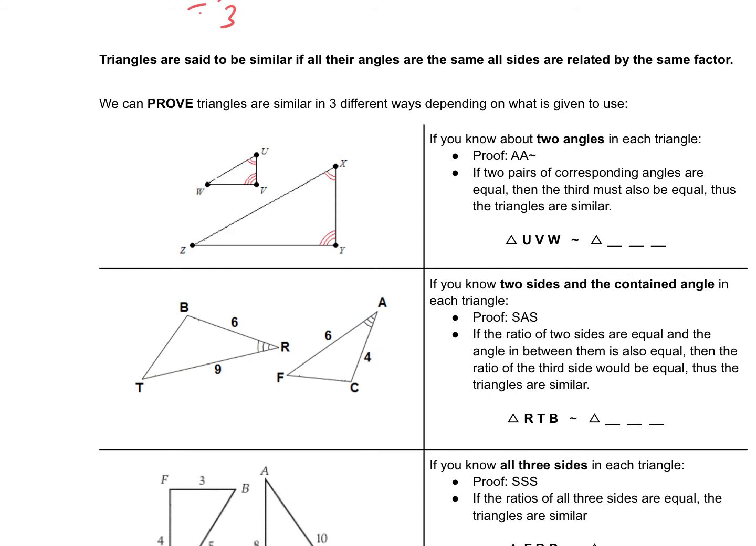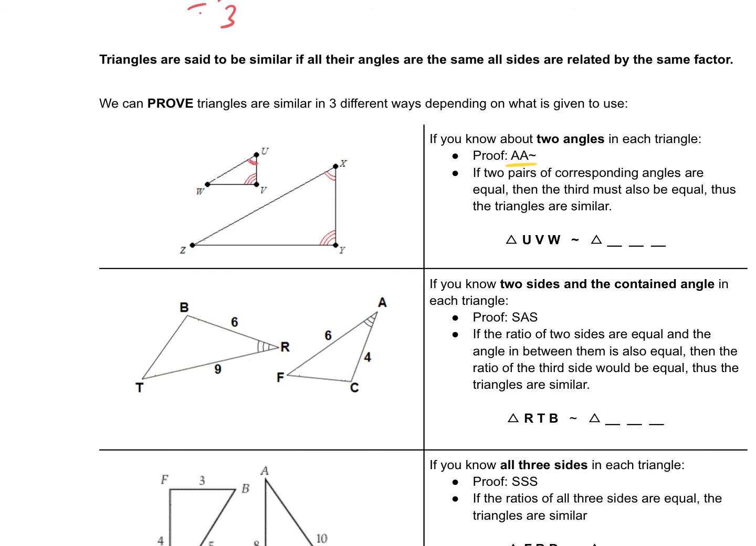The easiest proof is the angle proof. So if you're given 2 angles in each triangle, if you can show that 2 pairs of angles are equal to each other, then the third one automatically matches as well, because we know all 3 angles in a triangle have to add up to 180. So let's look at this little example here.